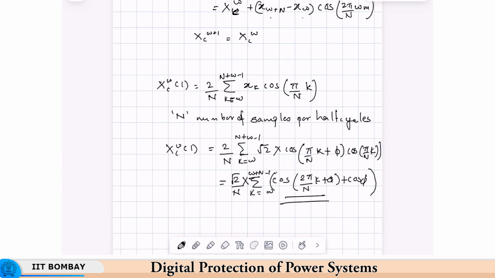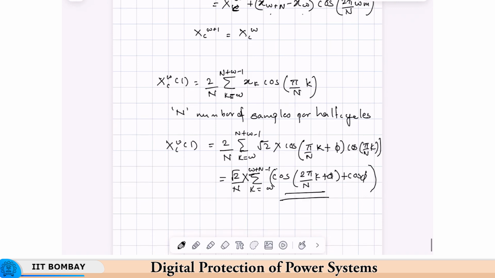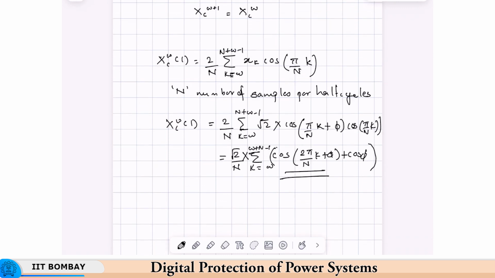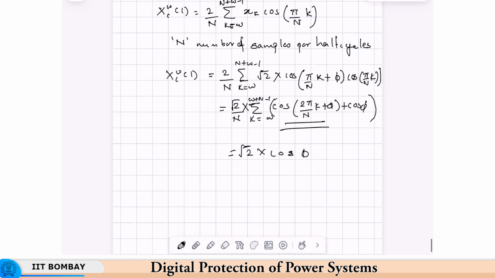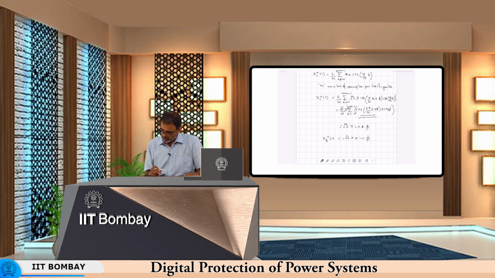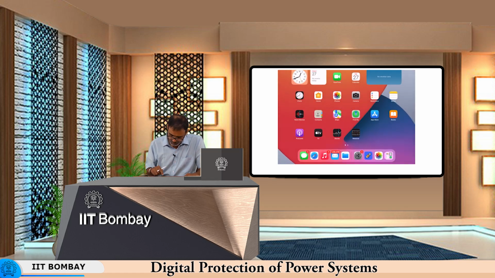Okay. Again, this is a double frequency term over one time period, it will go to 0 and then this will sum up n times. So, we will get root 2 x cos of phi, and similarly x s w sin of minus root 2 x sin of phi. Okay. So, what happens to the recursive update?